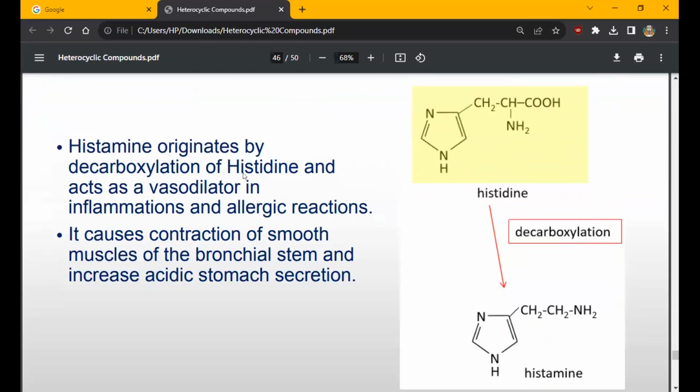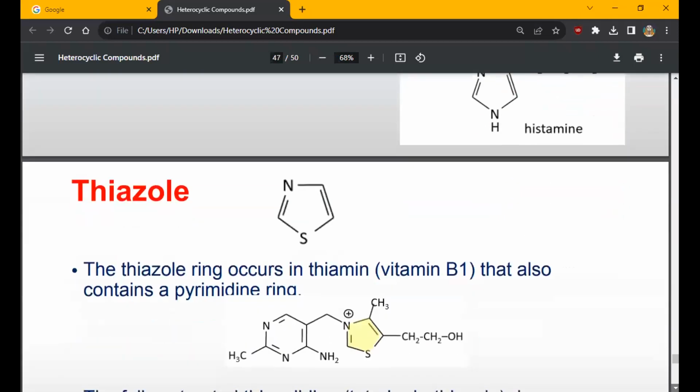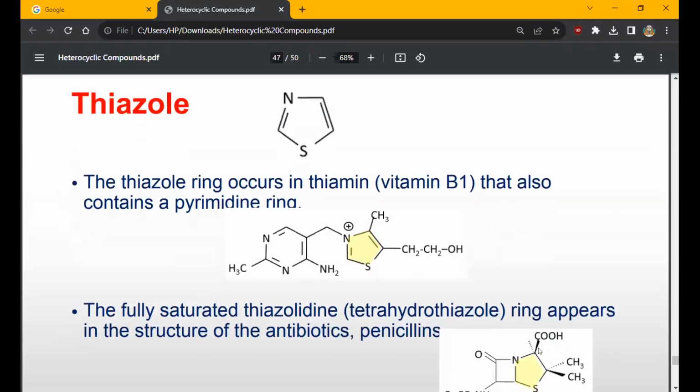So histamine originates by decarboxylation of histidine and acts as a vasodilator in inflammation and allergic reactions as well. So it causes contraction of smooth muscles of the bronchial system and increases acidic stomach secretion. So yeah. And then another ring, a very important ring, is thiazole.